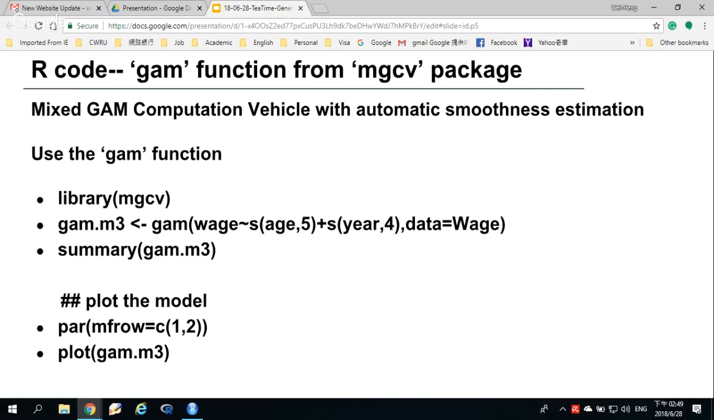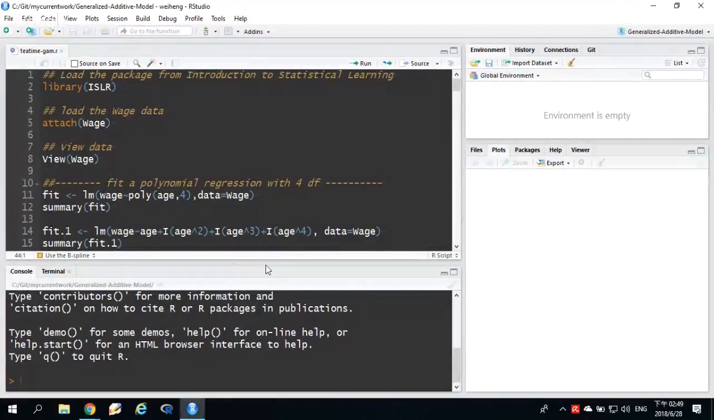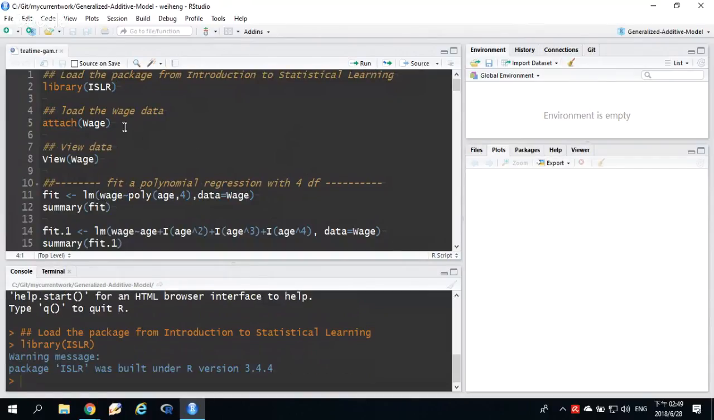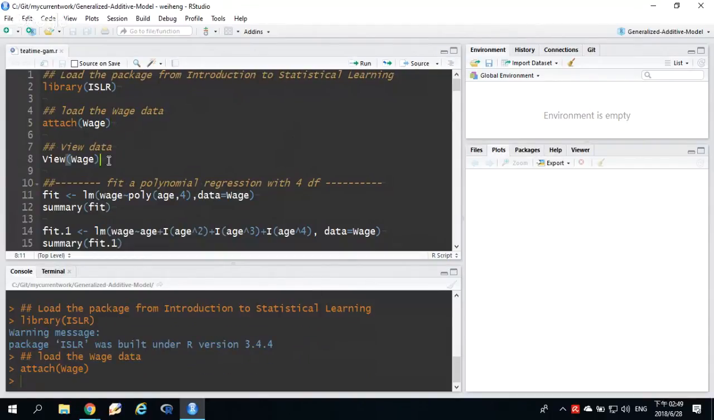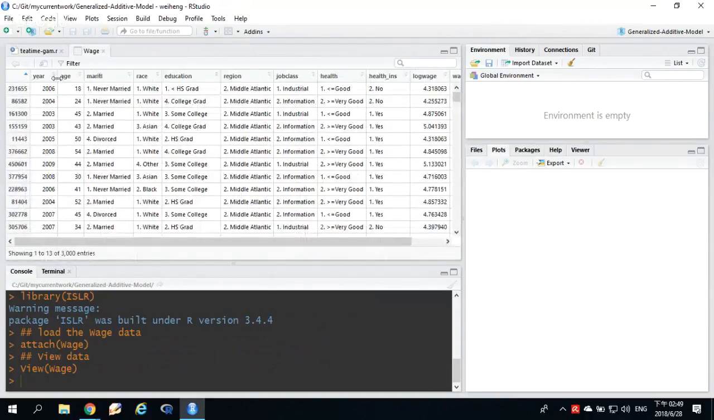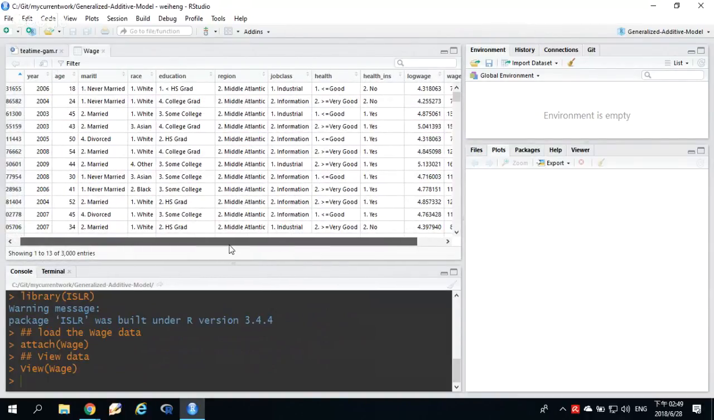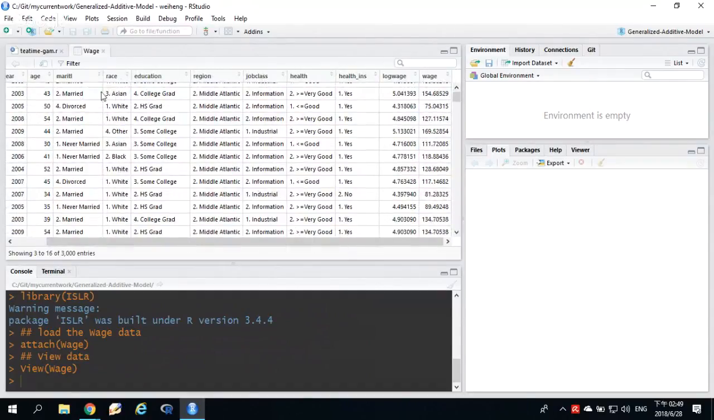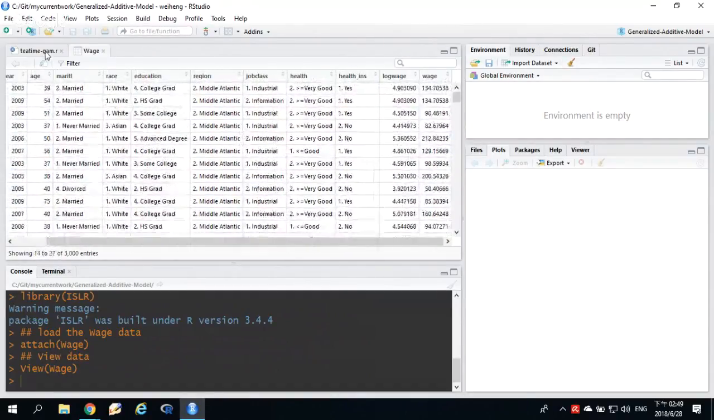Okay, so let's go to RStudio. The first thing I will do is library ISLR, because I want to load the data from the ISLR book. We can just load the library and see the Wage data, attach it and view it. We have different variables, year, age, and we have the wage, like this whole dataset.